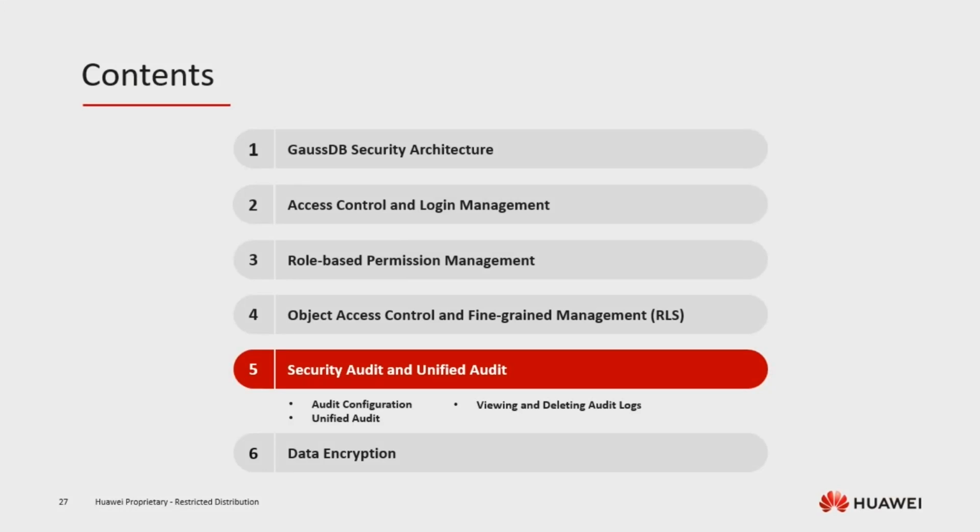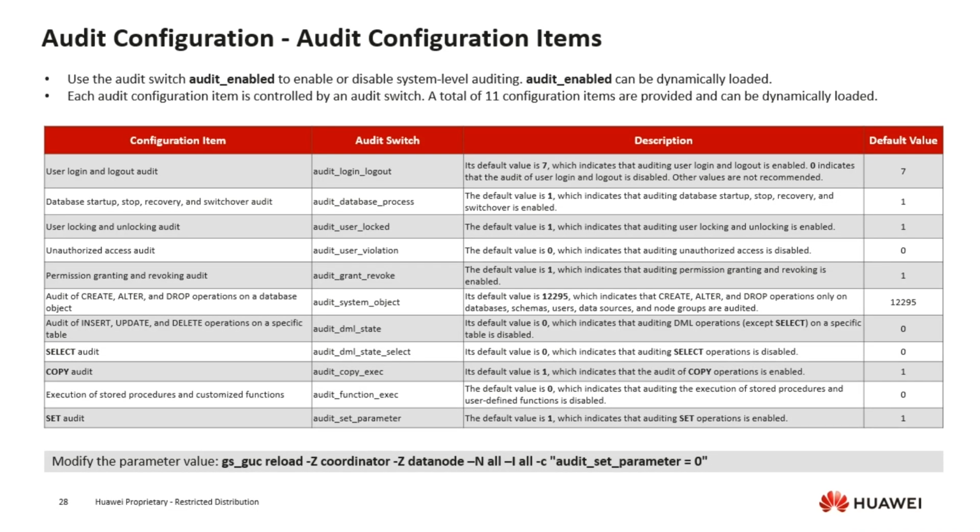After talking about authority, let's look at audit. Currently, GaussDB supports traditional audit and unified audit. GaussDB provides an audit setting called audit enabled for system-level auditing control, supporting dynamic loading. In addition, 11 audit configurations are provided for detailed settings such as login and logout audit, authorized access audit, authorization audit, and etc. The preceding parameters can be configured using the GUC tools as well.